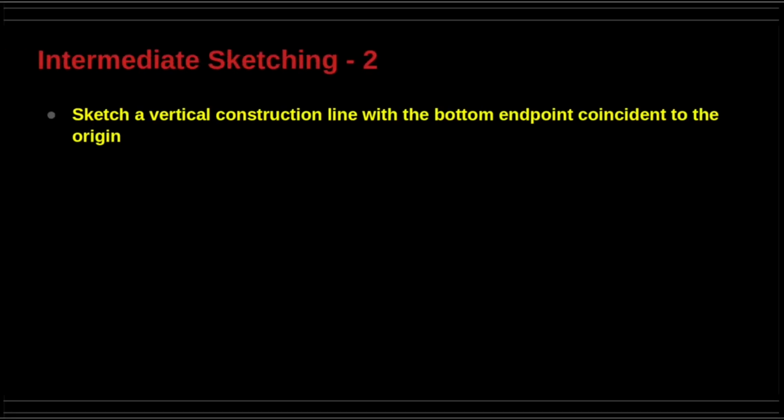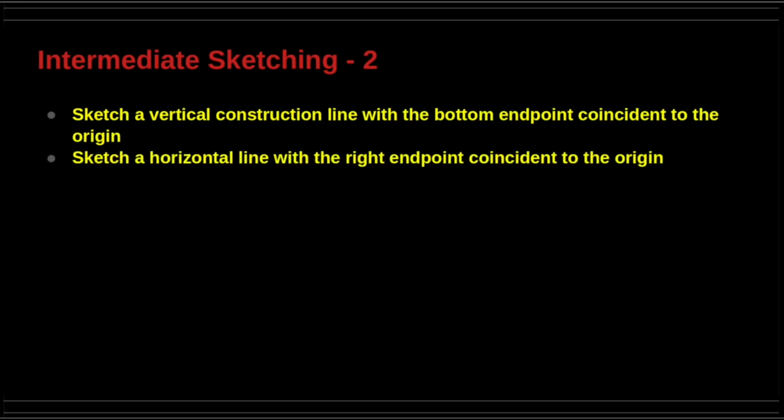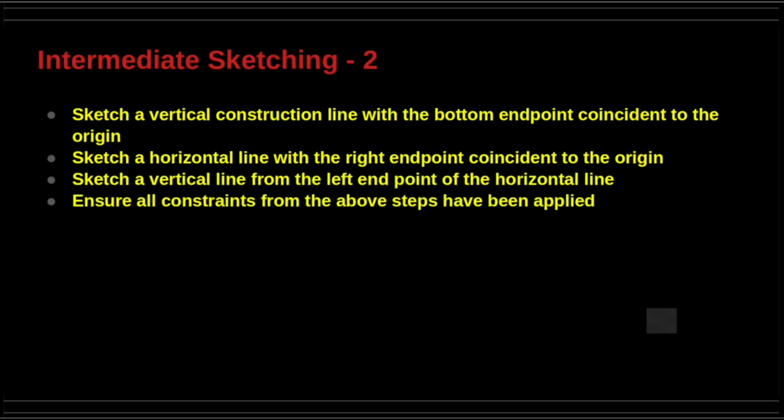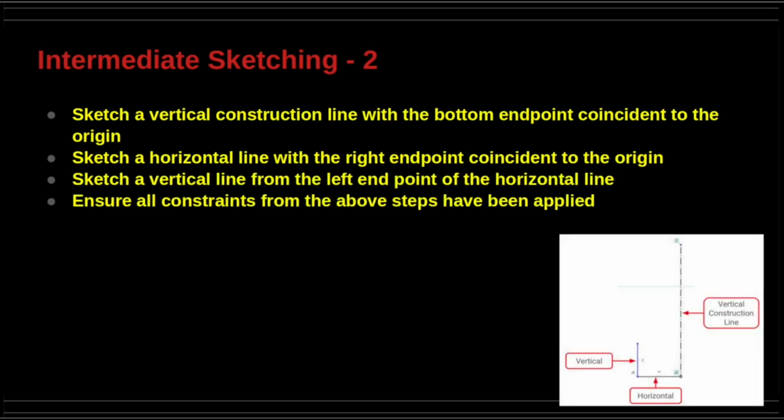Sketch a vertical construction line with the bottom endpoint coincident to the origin. Sketch a horizontal line with the right endpoint coincident to the origin. Sketch a vertical line from the left endpoint of the horizontal line. Ensure all constraints from the above steps have been applied.